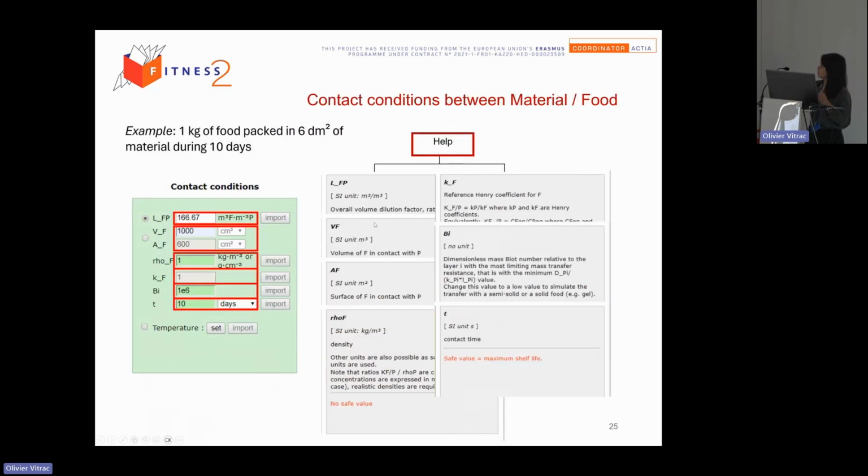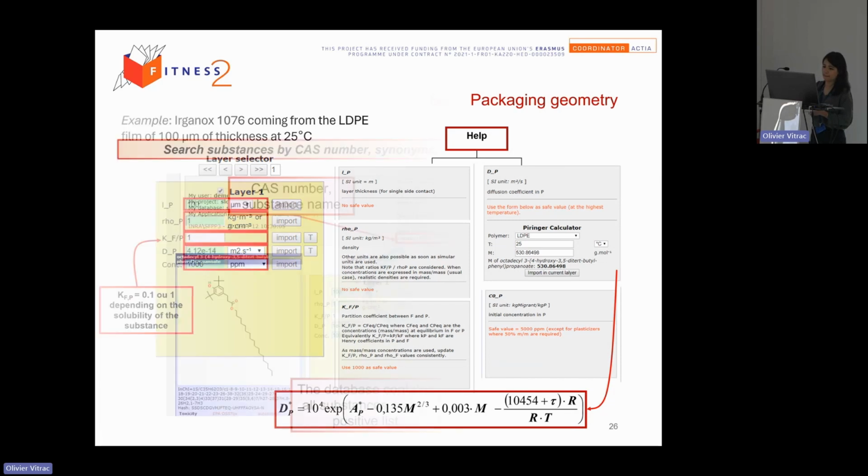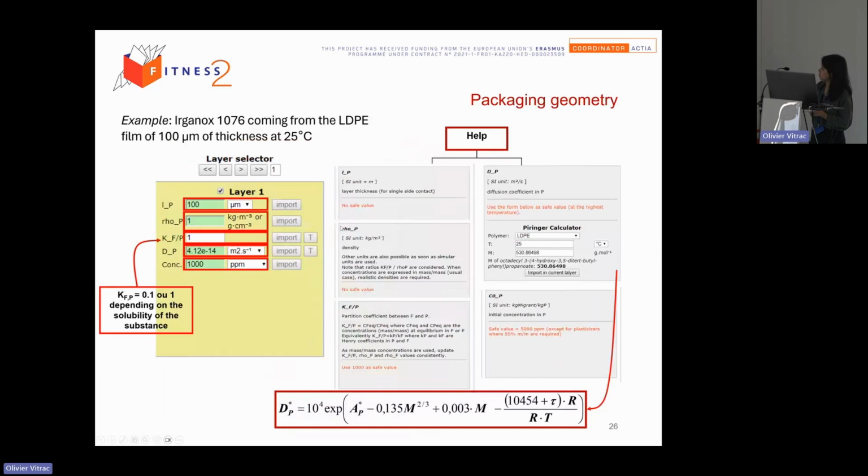So to go into detail, for example, for contact conditions, you can see many data concerning the dilution factors, partition coefficient, volume of food, surface of contact, etc. It is the same kind of thing for the properties of materials. So you can see the thickness of materials, the density, partition coefficient, diffusion coefficient, and also the initial concentrations of the migrants in the layers. And for sure, here you can see the single layer, but you can also launch the simulation for multi-layer packaging.